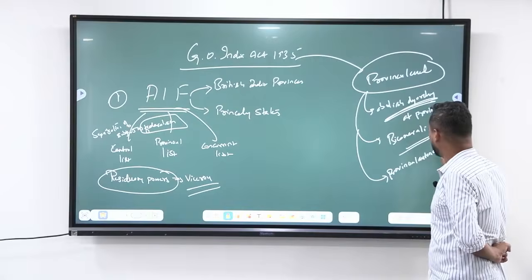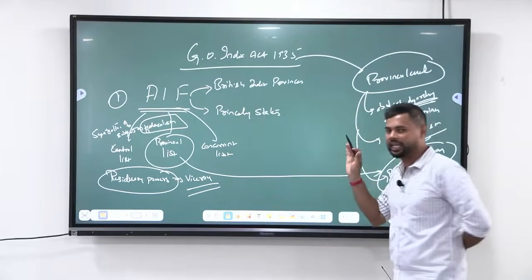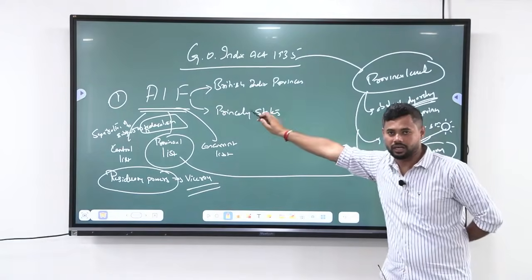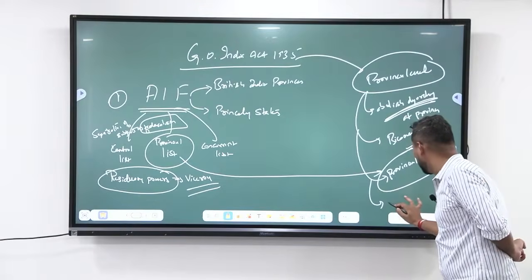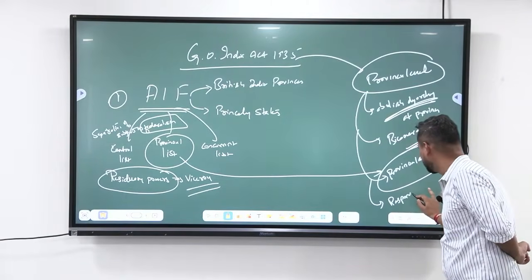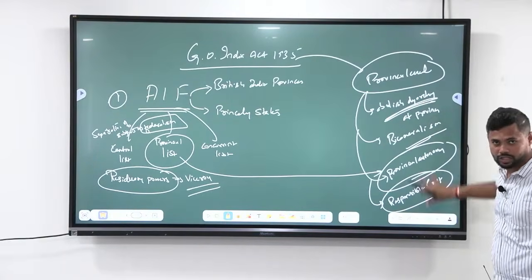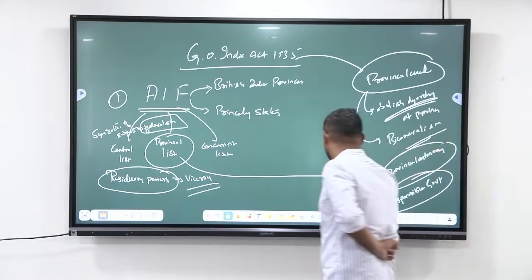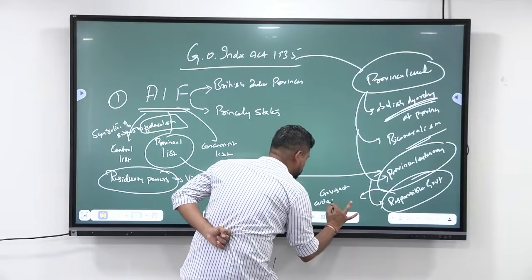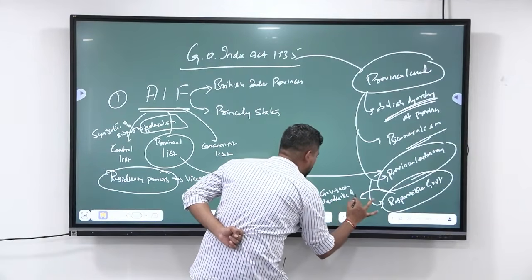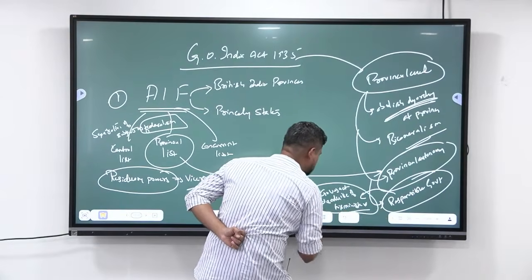What do you mean by provincial autonomy? Provincial autonomy means when the provinces are making laws on the provincial list, they are autonomous. The central will not interfere in this. That is what is called provincial autonomy. The next is responsible government. What do you mean by responsible government? At the provinces, responsible government means that the governor will act along the aid and advice of his ministers.